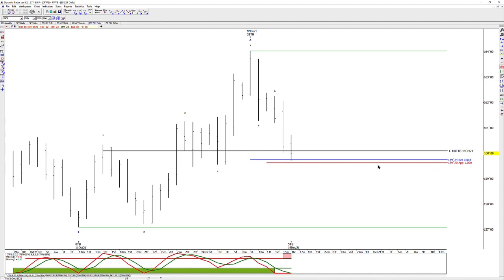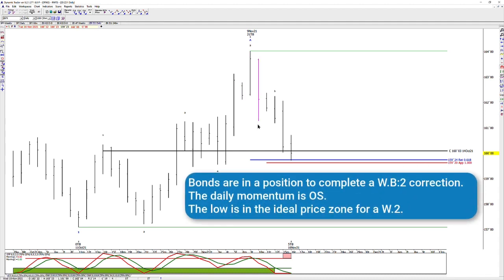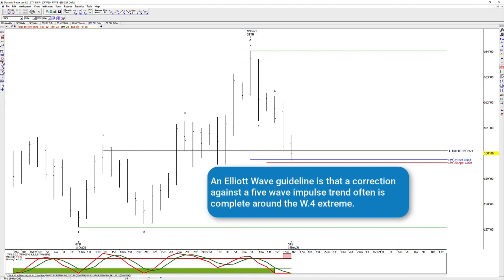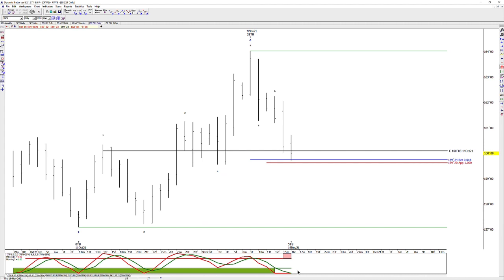This is the 100% alternate price projection of the wave A from the potential wave B high. And these two critical price targets for a wave C of an ABC zigzag were also right where the wave 4 low is, which also is the typical retracement area against a 5-wave impulse trend. So put all of that together with the daily momentum oversold, and bonds at this point in time were in almost the ideal position to complete an ABC correction.